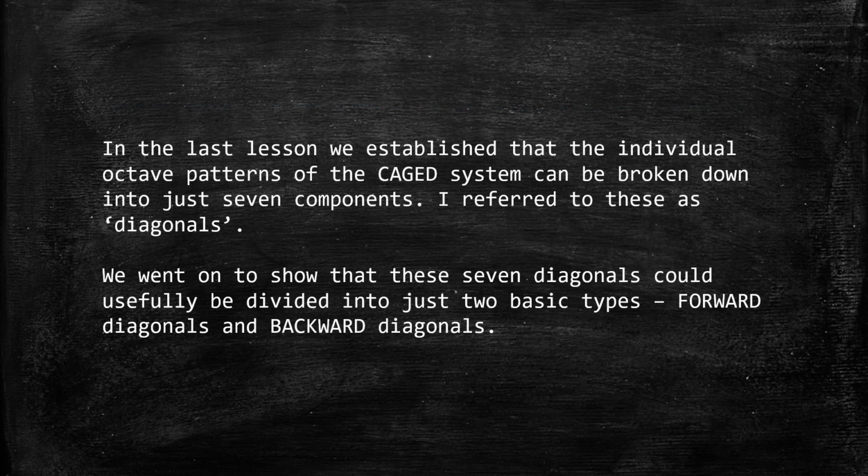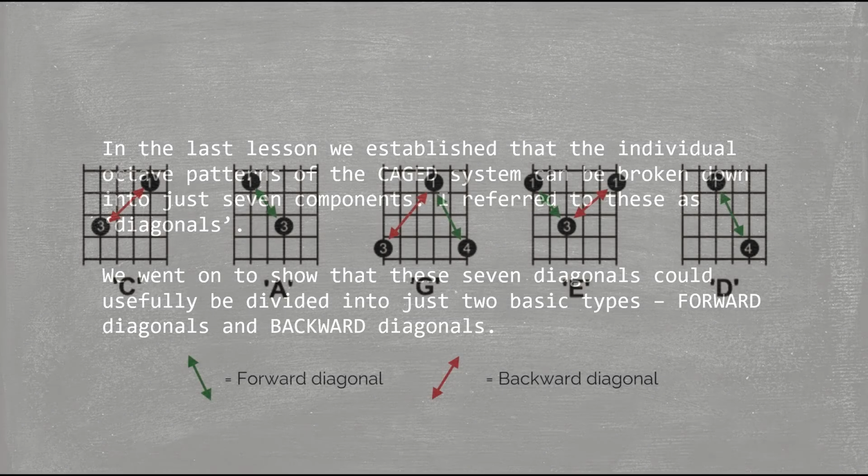In the last lesson, we established that the individual octave patterns of the CAGED system can be broken down into just 7 components. I referred to these as diagonals. We went on to show that these 7 diagonals could usefully be divided into just 2 basic types: forward diagonals and backward diagonals.